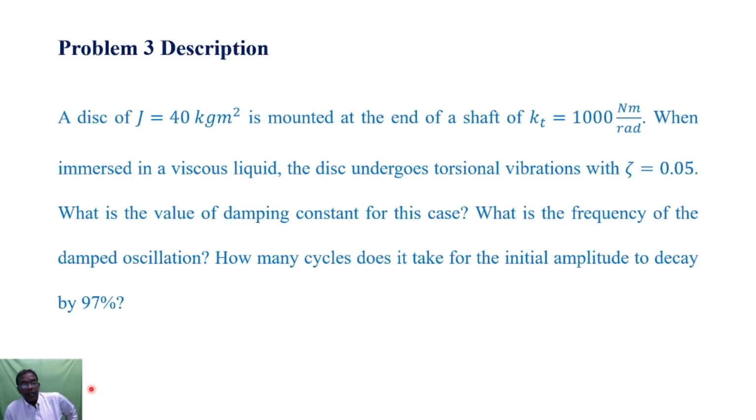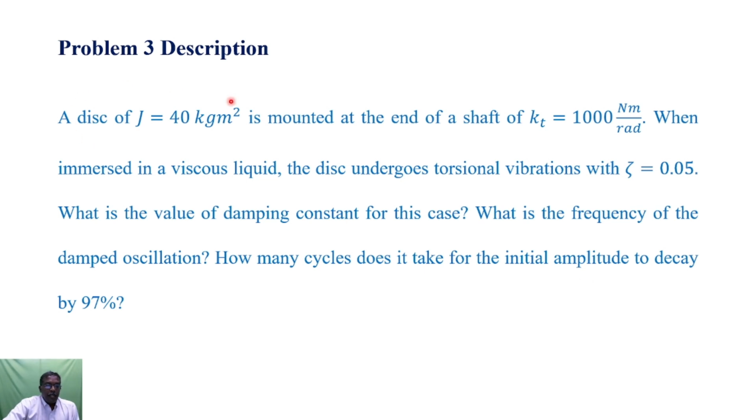Problem 3: A disk of polar moment of inertia 40 kilogram meter square is mounted at the end of a shaft of stiffness 1000 Newton meter per radian. When immersed in a viscous liquid, the disk undergoes torsional vibrations with damping ratio 0.05. What is the value of the damping constant for this case? What is the frequency of the damped oscillation? How many cycles does it take for the initial amplitude to decay by 97%?